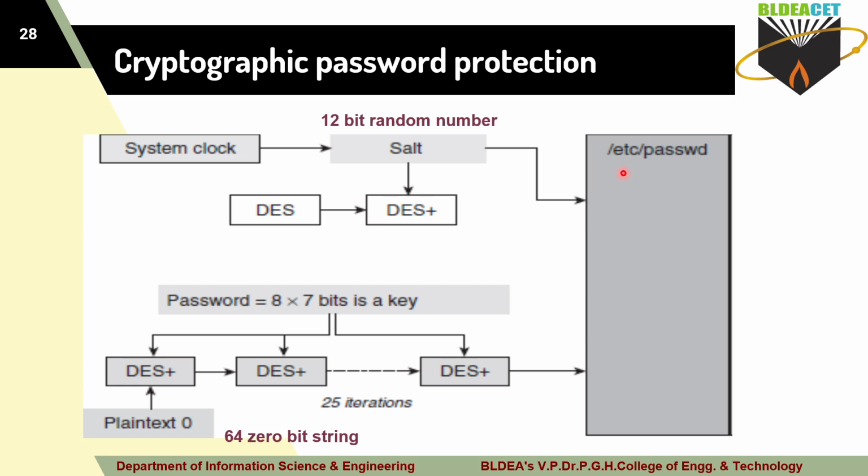Here I have taken the example of the Unix operating system. As we already know, in a Unix system the passwords are stored in the path /etc/passwd. If attackers manage to access this file or folder where the passwords are stored, it becomes a problem. That is why, instead of storing the passwords as they are, you can provide protection using cryptographic concepts.